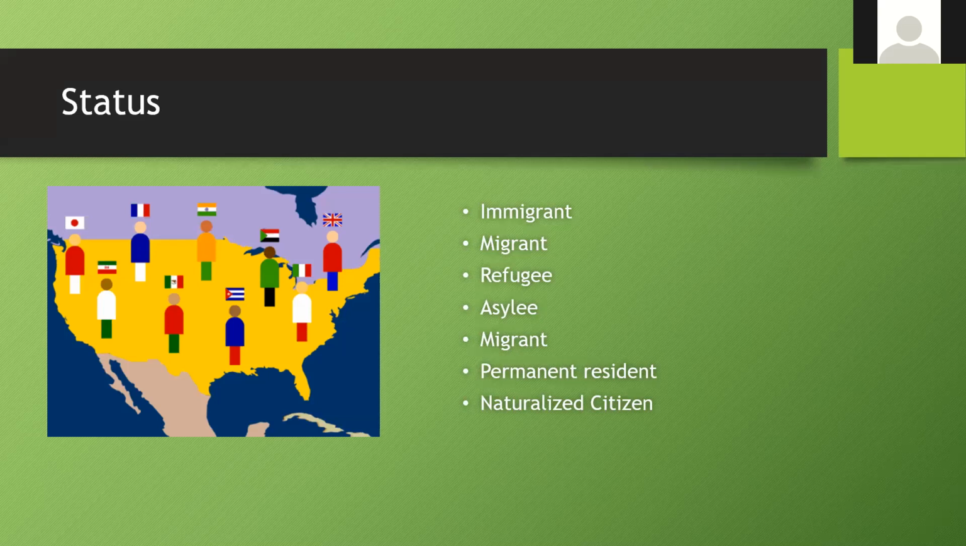And a permanent resident is a status that's given to someone, and they apply after being in the United States for some time, and they have been working. Going up, the highest would be naturalized citizen. And this is gaining the rights of US citizenship.